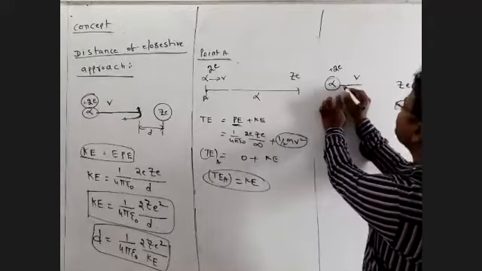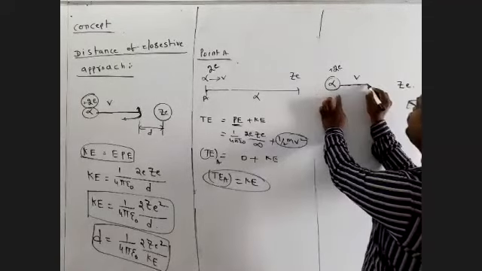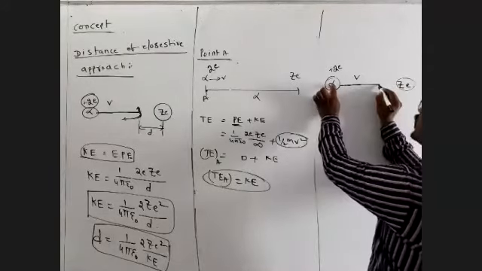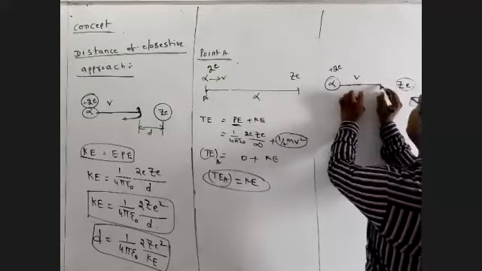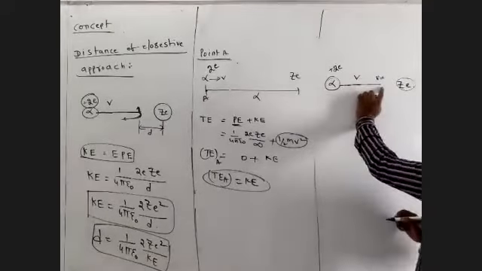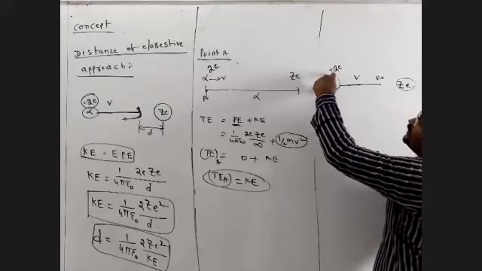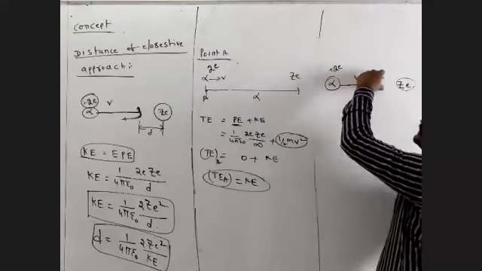It has a greater kinetic energy. It is moving towards the Ze nucleus, and on reaching here, its kinetic energy and velocity become 0 at this point. What is the reason? The alpha particle moves with the velocity v towards the nucleus.